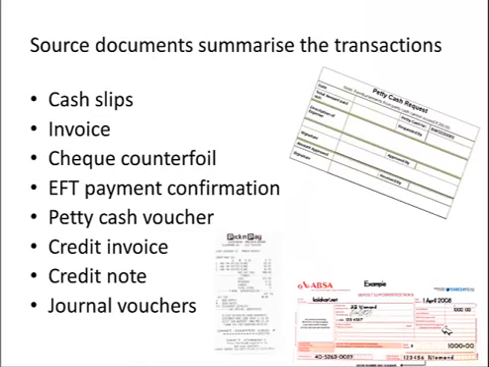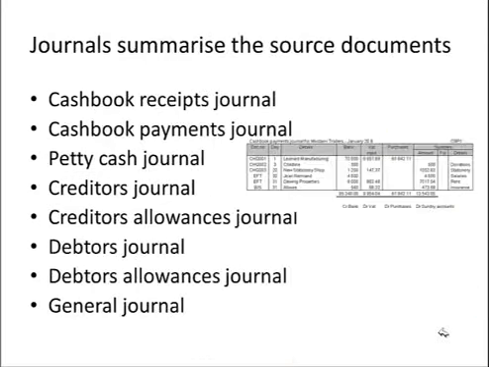Source documents. Source documents summarize transactions in businesses. Examples of source documents are cash slips, invoice, check counterfoil, EFT payment confirmation, petty cash voucher, credit invoice, credit note, and journal vouchers. The information on these source documents is summarized in applicable journals. The journals group transactions together.